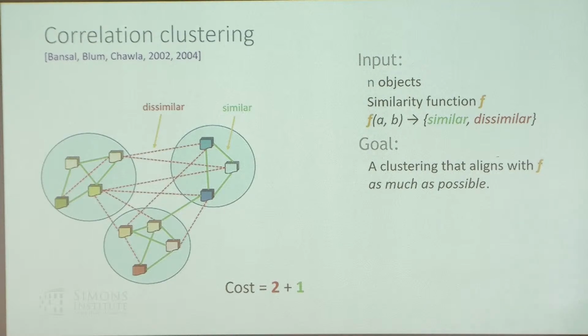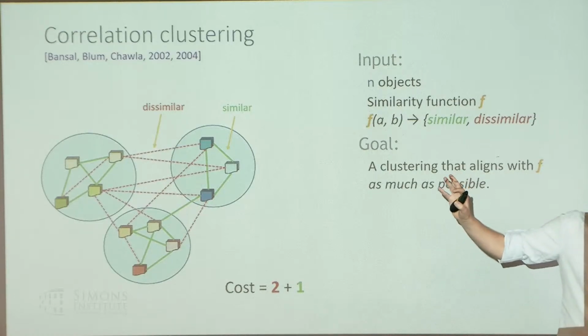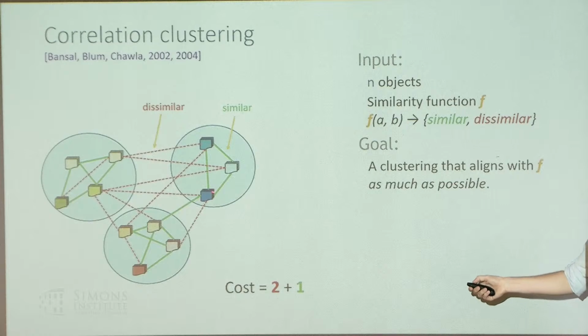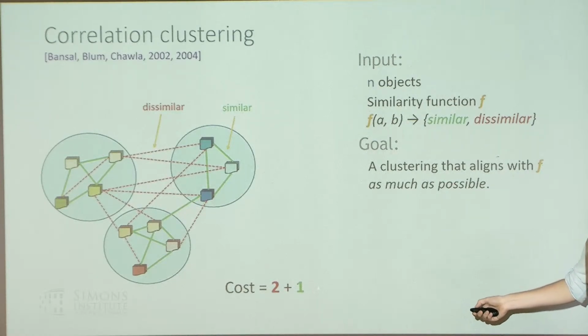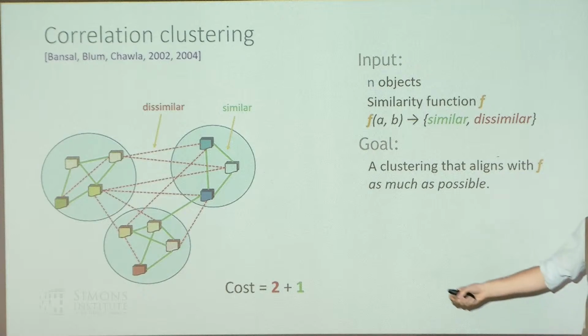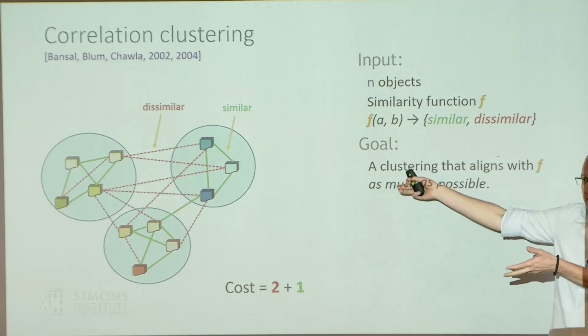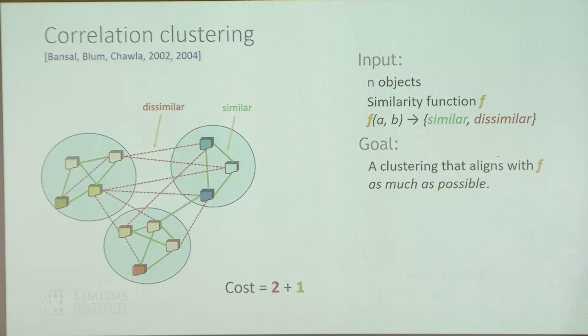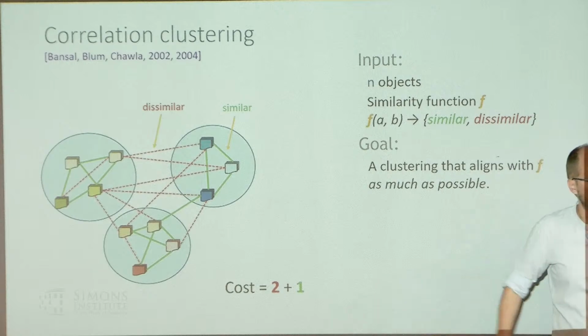We're also going to pay for every similarity edge, every solid edge, which spans different clusters. In this case, there is only one such edge, this green edge. So we pay 1 for this edge, and the cost of this specific clustering in this example is 3. And our goal is to find a clustering which minimizes this cost. Okay, so that's the problem.